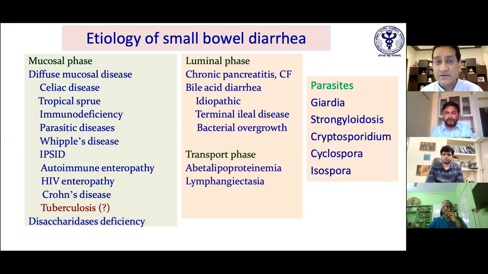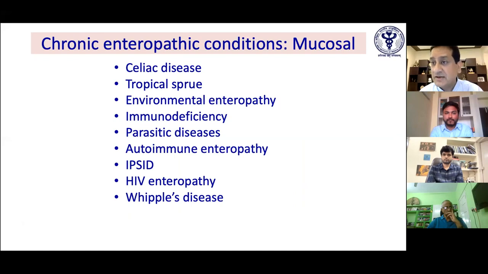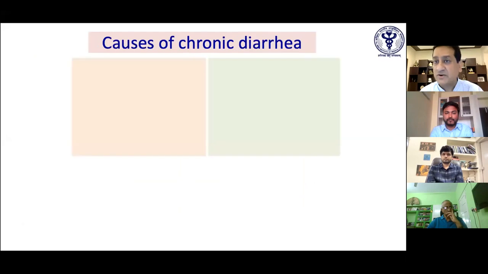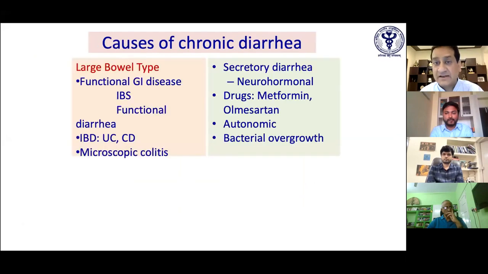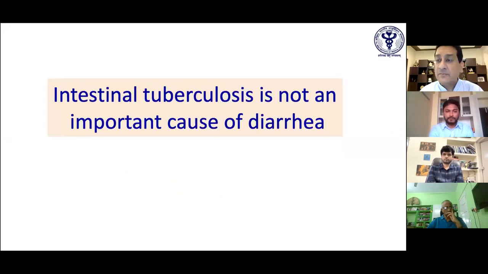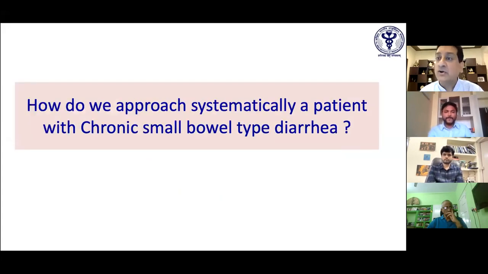We will discuss this point in the clinical case today, and the important causes of chronic diarrhea. The same large intestinal diarrhea has different causes, functional and organic, so we'll look at that. I make the point that tuberculosis is not important for chronic diarrhea, though it is often discussed at the clinical bedside. And how do you approach it? Again, all of you know about it.